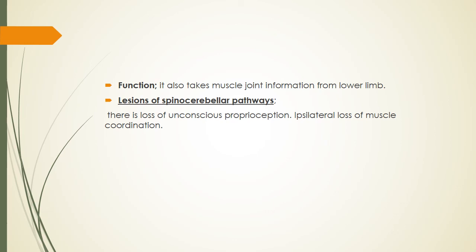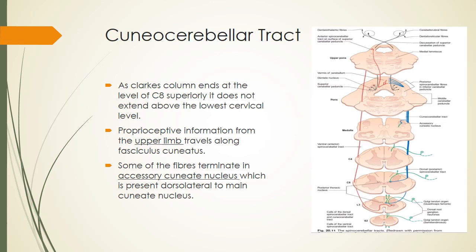Then lesion of the spinocerebellar pathways will result in loss of unconscious proprioception to the cerebellum, and it will result in ipsilateral loss of muscle coordination. We will discuss it in detail with the cerebellum. So far we have studied that the spinocerebellar pathways, the dorsal and ventral spinocerebellar tracts, carry proprioception. But both these tracts carry proprioception from the lower limb.